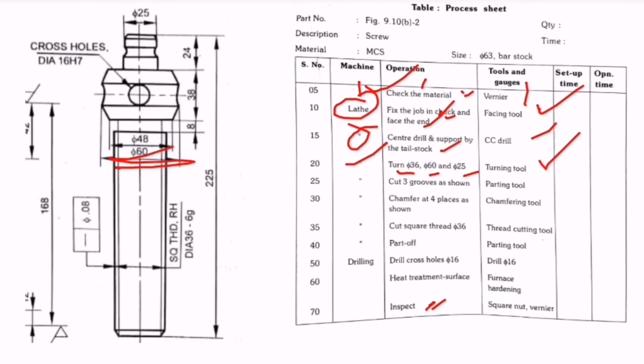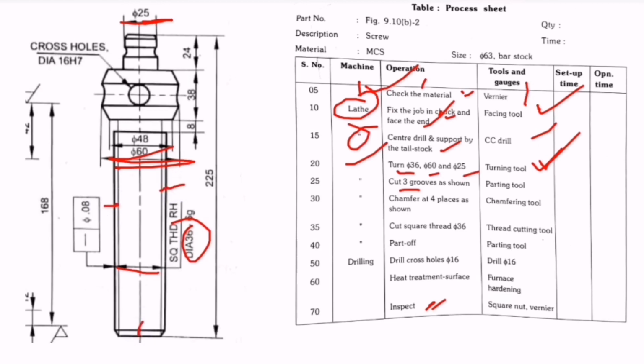This is 60 diameter and this is 36 diameter and next is 25 diameter. So three different diameters are there. Do the turning operation with a turning tool. Next, cut 3 grooves as shown. Grooving is important, so make 3 grooves. This is one groove, this is another groove, this is another groove.